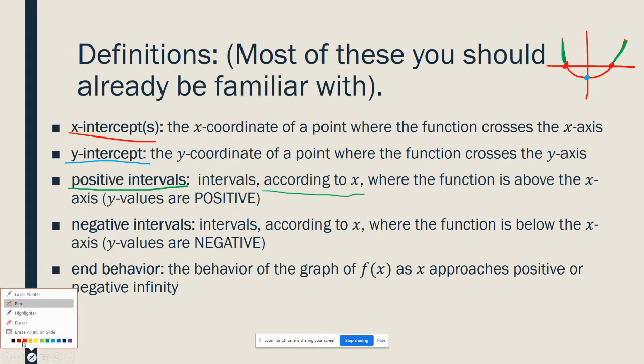Negative intervals are wherever the function is below the x-axis or the y values are negative. So down here, where the y values are negative, that is a negative interval, the interval over which the function is negative or below the x-axis.